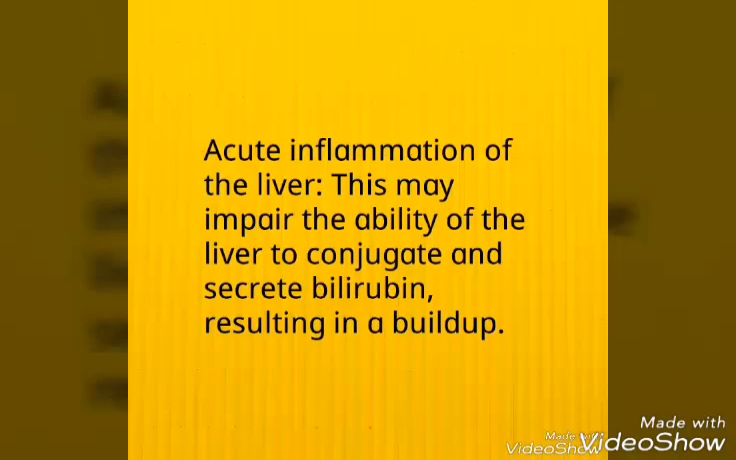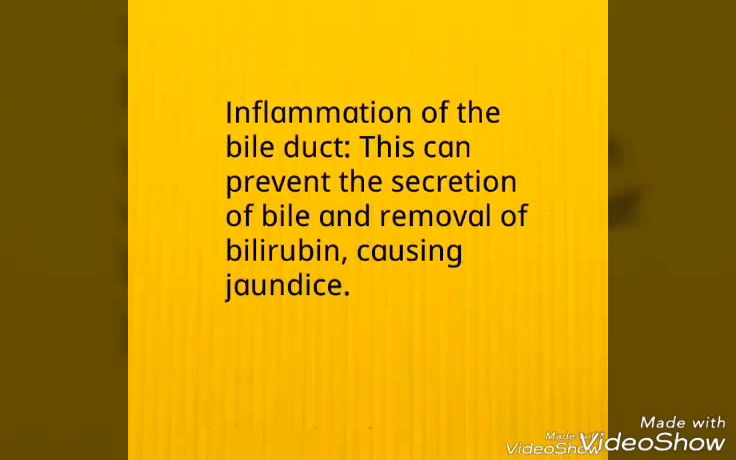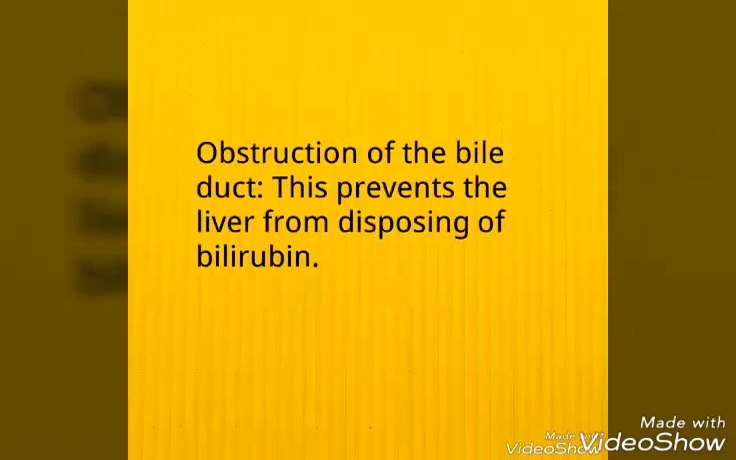Acute inflammation of the liver. This may impair the ability of the liver to conjugate and secrete bilirubin, resulting in a buildup. Inflammation of the bile duct. This can prevent the secretion of bile and removal of bilirubin, causing jaundice. Obstruction of the bile duct. This prevents the liver from disposing of bilirubin.